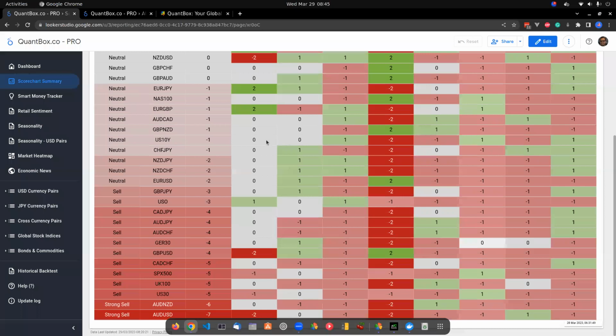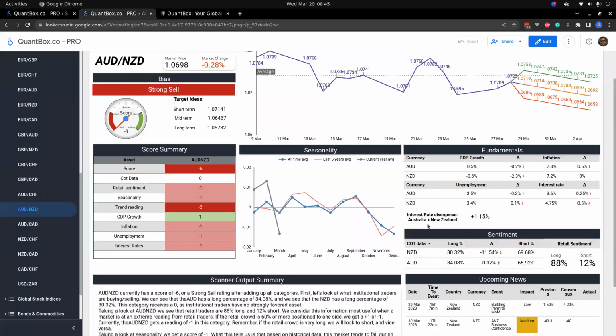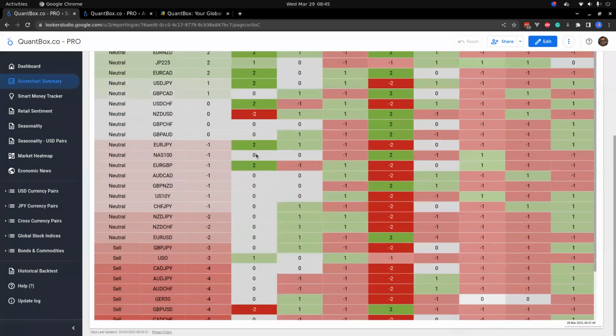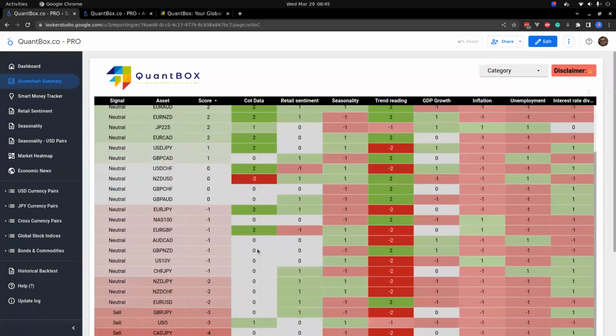Okay. And spend some time studying the data on QuantBox and what makes up this bias over here. What are you looking to change? Okay. Specifically in these pairs where we've got zeros under COT data. Okay.